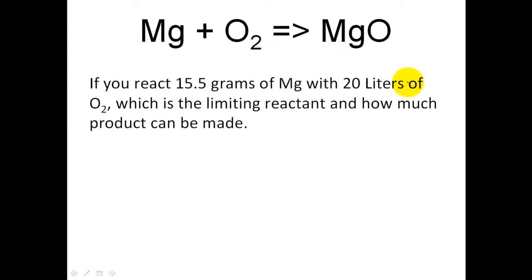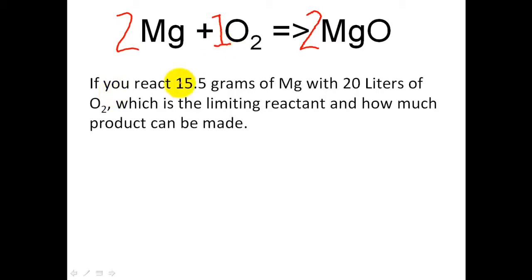So let's start out with a problem here, okay? This is a problem that's not balanced right now. We're going to balance it in a second, but it's magnesium reacting with oxygen to produce magnesium oxide. Okay, and in order to do this problem successfully, we do need to balance it, and it's to be balanced with this. All right, so those are the coefficients we're going to use to balance.